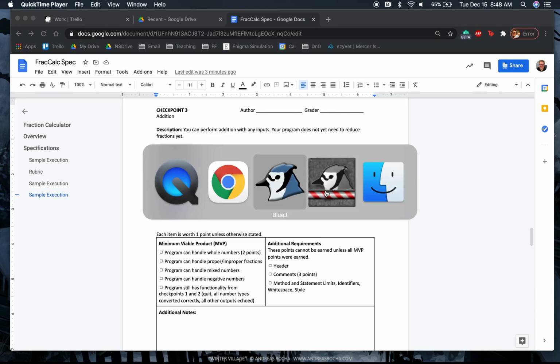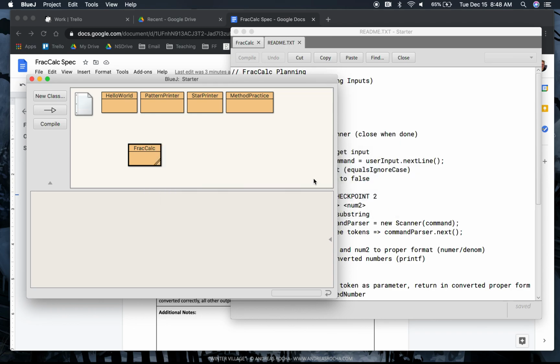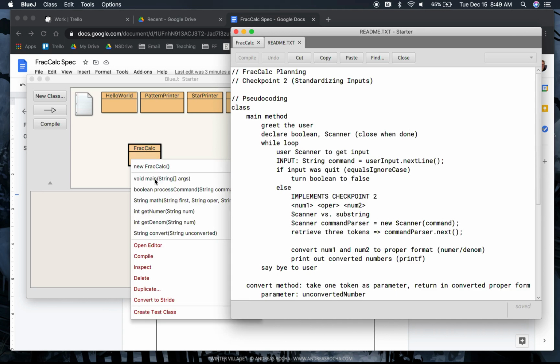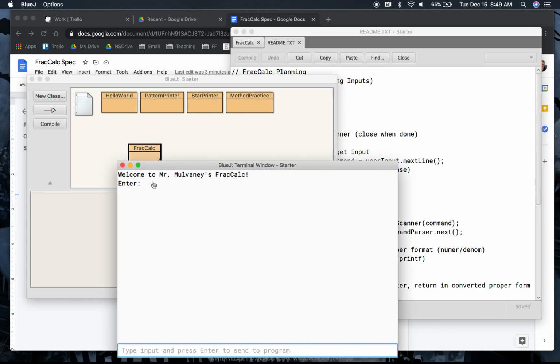So let me show my code. Well, I can't show the code. I mean, obviously that's for you guys to do. But let me show a sample execution of checkpoint 3, the addition checkpoint that's working.